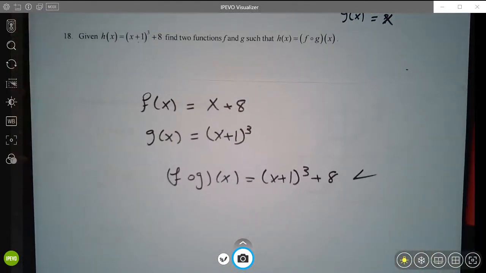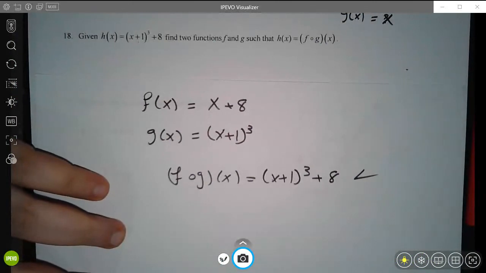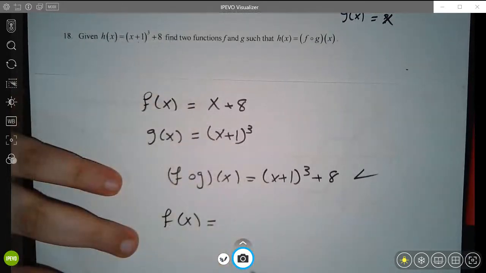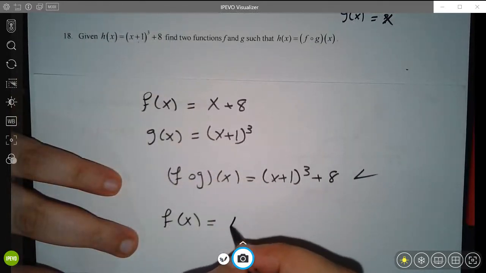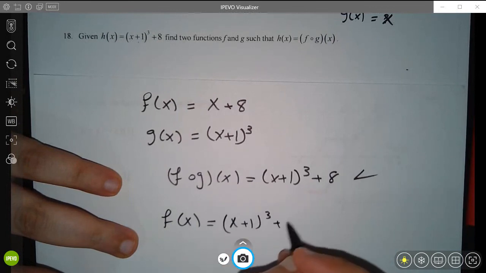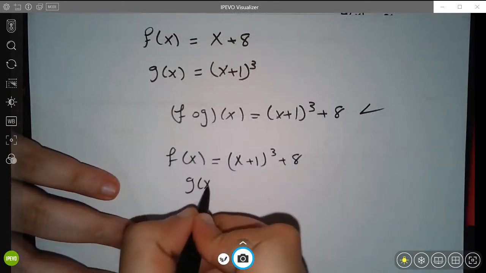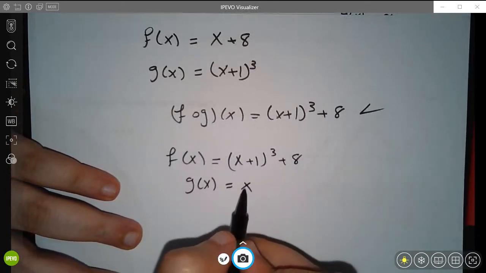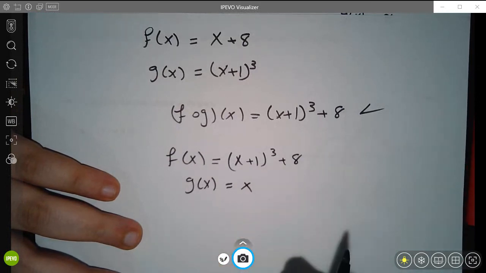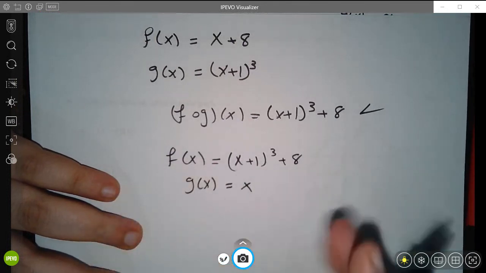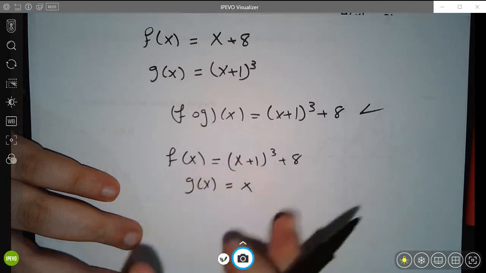That's one possibility. Anything else? There are so many. The very straightforward one: you could easily say f of x is this whole thing, so it's x plus 1 cubed plus 8, because we don't have any other x's anywhere else. And I could say that g is simply x. So when you plug it in, the x replaces the x, and that's it. Nothing else to worry about. Make sense? The final result will still be the function you started with. That's always one possible answer.